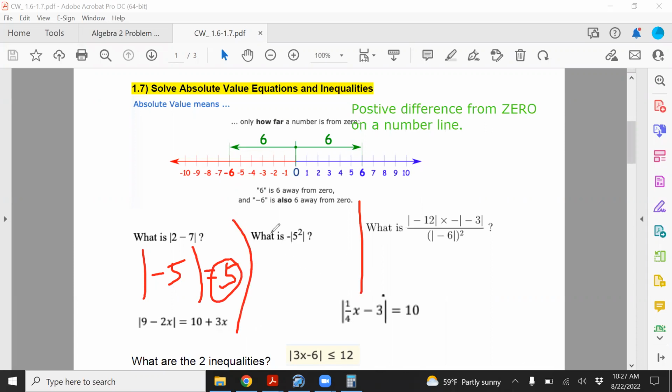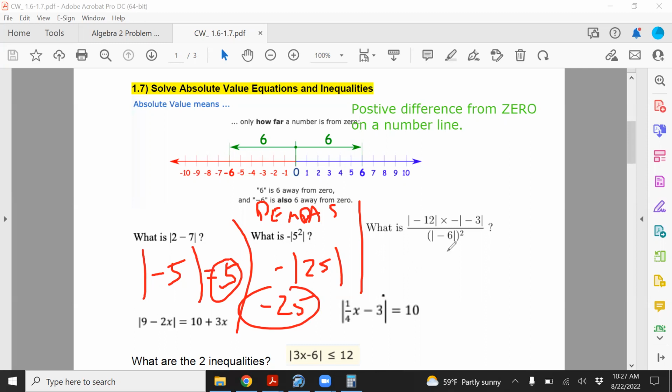Now careful with this one. You got to follow PEMDAS. Five squared, you got to take care of that first. The absolute value bracket is kind of like a parentheses in a way. You got to take care of the 5 squared first, which I know is 25. And what's the absolute value of 25? 25. But there's a negative on the outside, so it's negative 25. Exactly. It's like negative 1 times that. Again, it's all PEMDAS stuff.